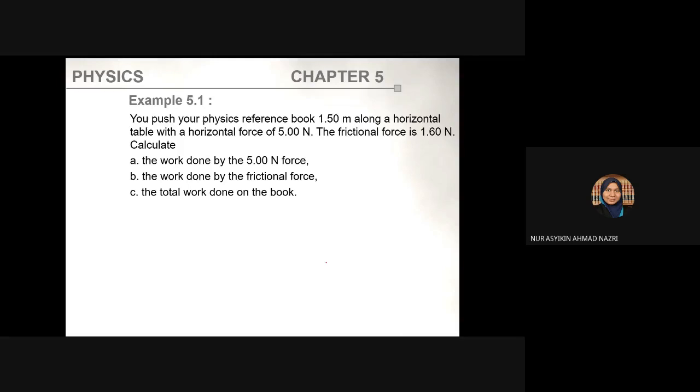Okay. All right, now we go to example. Example, you push your physics reference book 1.5 meter along a horizontal table with a horizontal force of 5 Newton. The frictional force is 1.6 Newton. Okay, so calculate the work done by the 5 Newton force. Push your physics reference book.